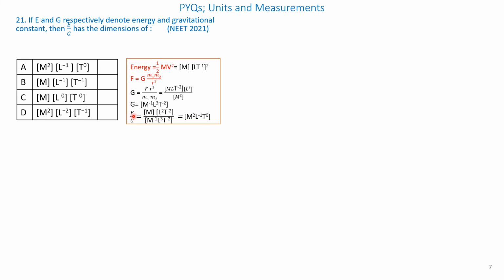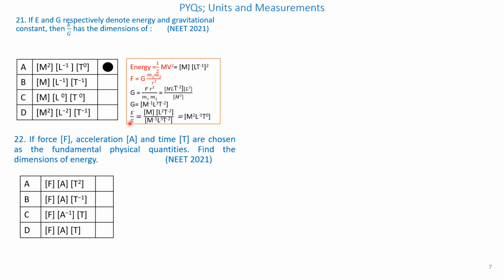Therefore, G E is equal to E by G is equal to M into L square T to the power of minus 2 divided by M minus 1 L cube into T to the power of minus 2. That is equal to M square L to the power of minus 1 T to the power of 0. So this answer is available as option A. Please mark it. Next question.